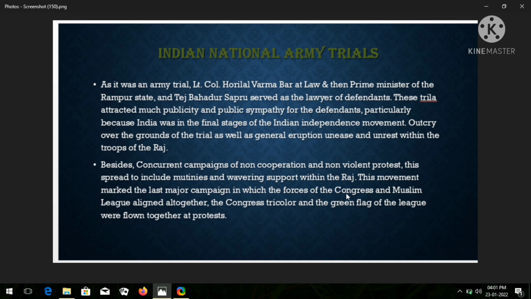Finally, the biggest rivals, the Congress and the Muslim League, the two separate factions, right, came together on one platform, and the League aligned together, and the Congress tricolor and the green flag of the League were flown together at the protest. Fine, I hope you are getting it, friends. Let's move on to the next one.